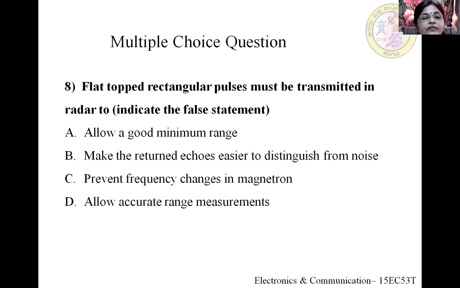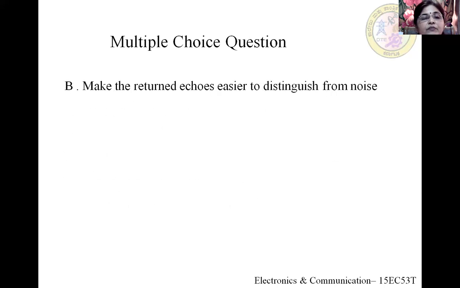So first option is A, allow a good minimum range. B, make the returned echoes easier to distinguish from noise. C, prevent frequency changes in magnetron. D, allow accurate range measurement. So the right answer will be: make the returned echoes easier to distinguish from noise.